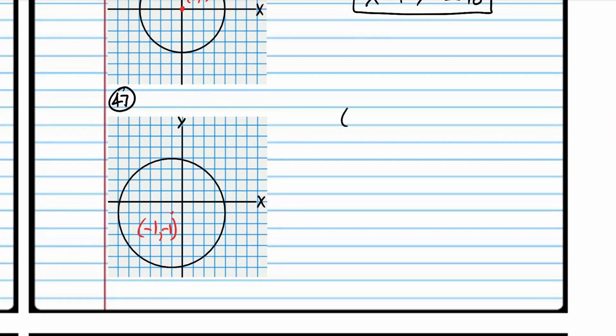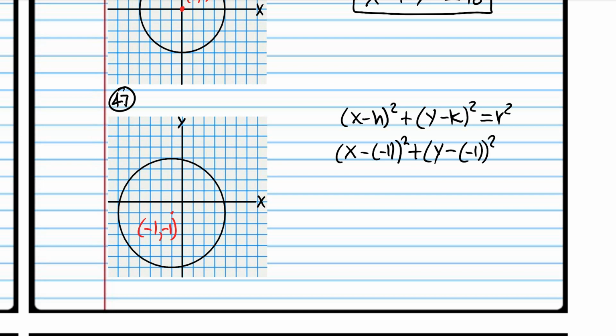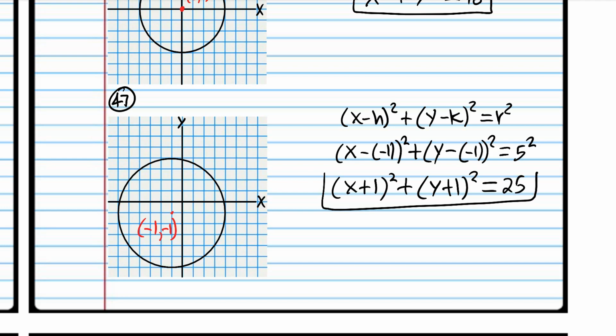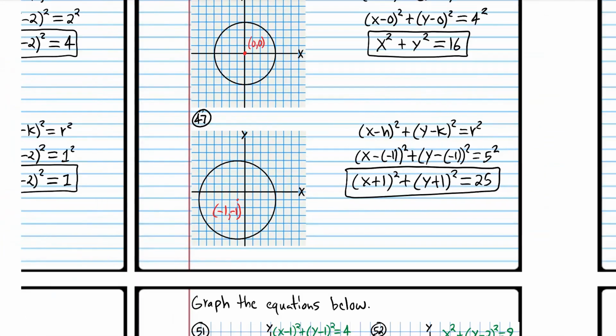So let's go ahead and write the general equation. And we have -1 for the x value of the center, and also -1 for the y value. And the radius is going to be 1, 2, 3, 4, 5. So 5 squared. And of course we just simplify those double negatives, and we square the 5 and you get 25. So if you got that answer, good job.